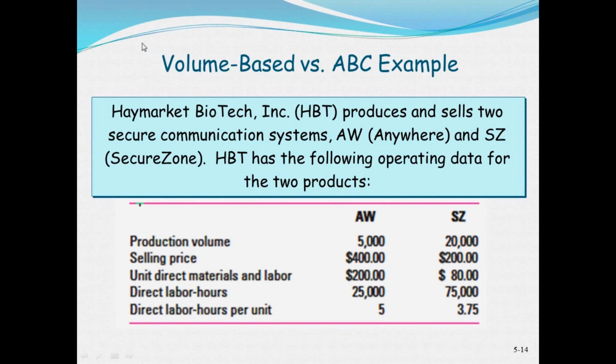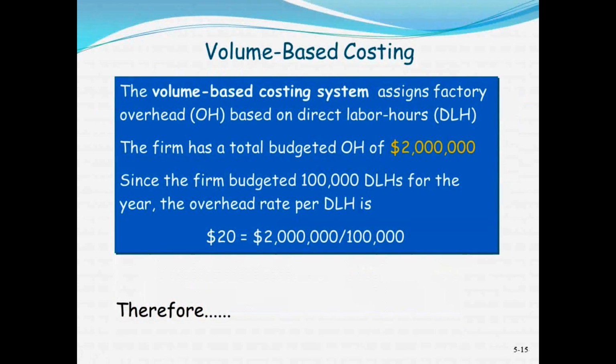If you did your cost allocation via the volume-based approach, here's how you do it. You would assign the overhead based upon direct labor hours, as we talked about. Another given is that their total overhead turned out to be $2 million. And we said there were a total of 100,000 hours of direct labor, so $20 per hour is their allocation of overhead. So that's $20 per direct labor hour.